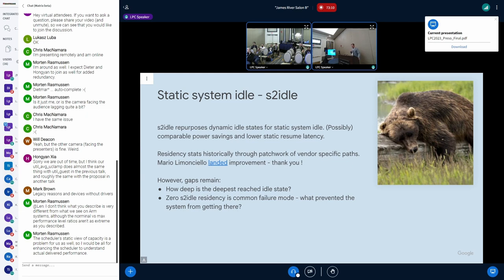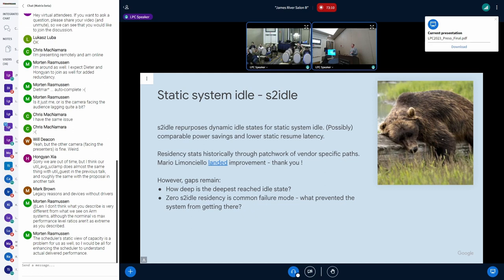So the residency stats are read historically through a patchwork of vendor-specific paths. I believe recently Mario Limonciello landed an improvement that actually happened before this abstract was created, so thank you very much for that. But there are quite a few gaps here, like how deep is the deepest reached idle state.